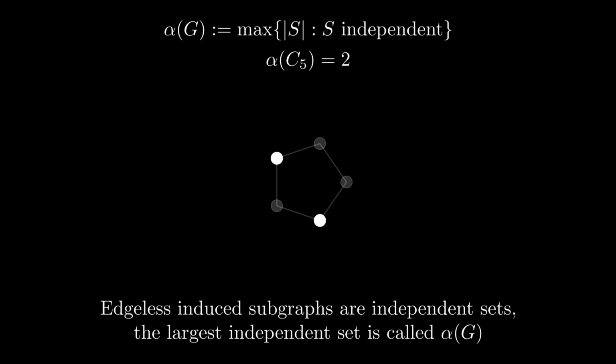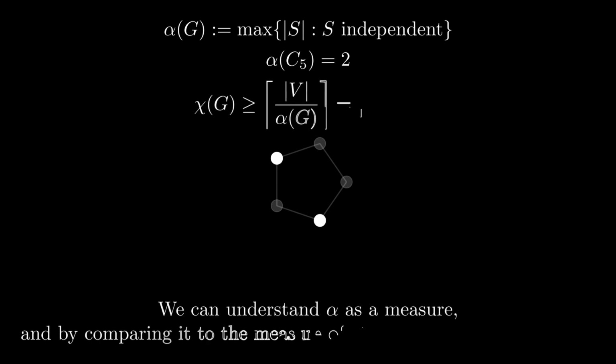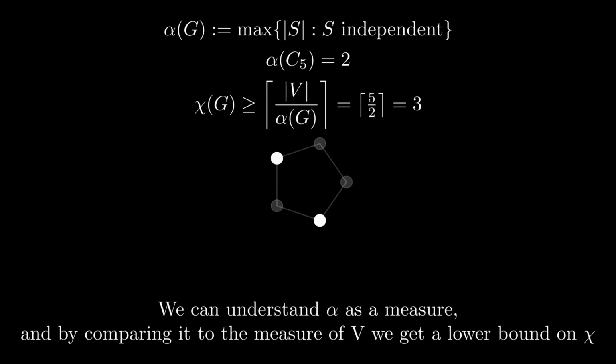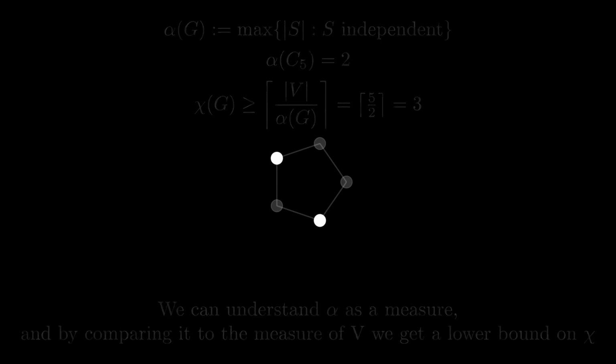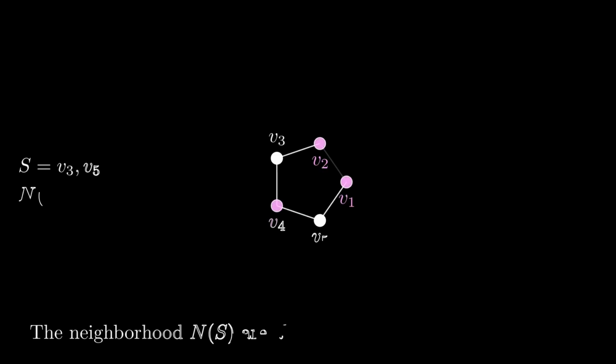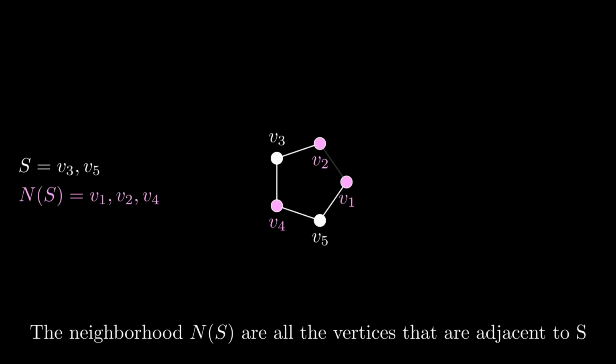Alpha is useful because we can understand it as a measure, and comparing it to the measure of the graph's vertices, we can derive a lower bound for the chromatic number of the graph, albeit a fairly imprecise one. And last but not least, the neighborhood of a vertex or a set of vertices are all the adjacent vertices. Now it's time to build towards some new stuff, slowly.